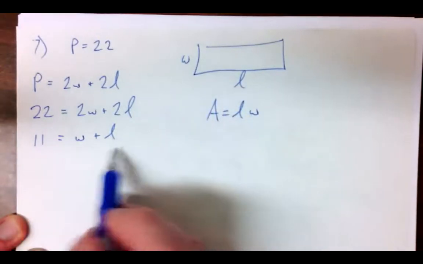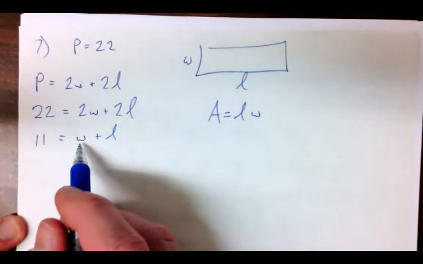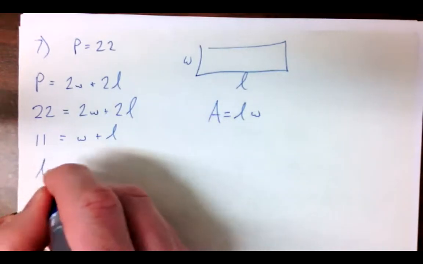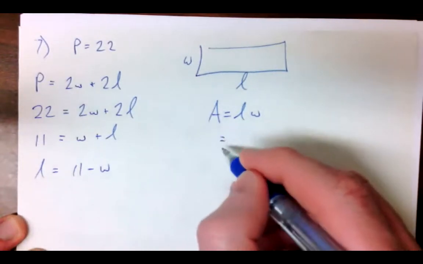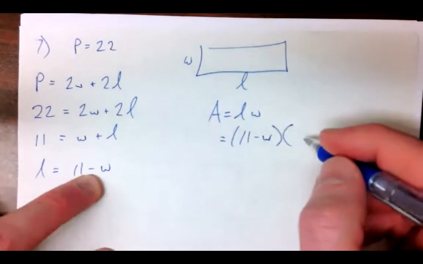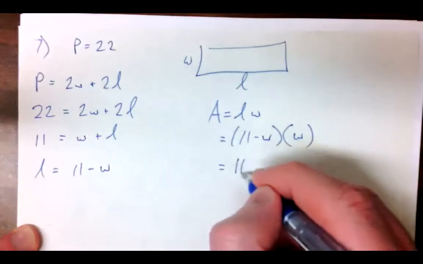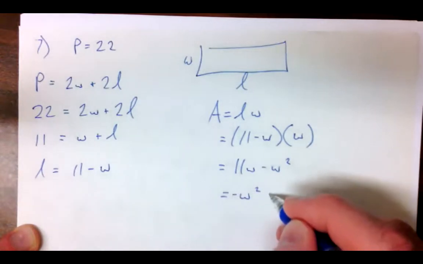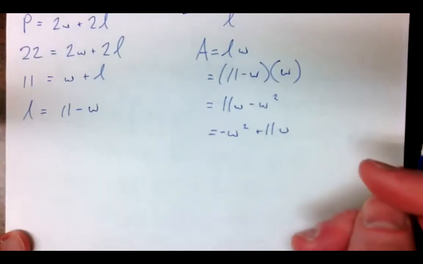So now we just need to isolate one of these. Doesn't matter which one. I'll isolate the L. So L equals 11 minus W. So then for our area, where the L is, we put 11 minus W, and where the W is, we put W. And then we go from there. 11W minus W squared, negative W squared plus 11W, and then we move on. Do you want me to keep going with this?